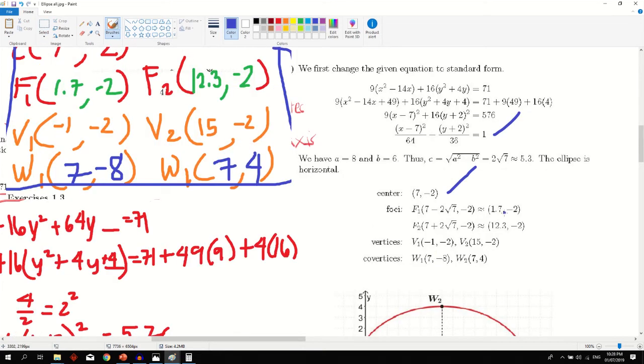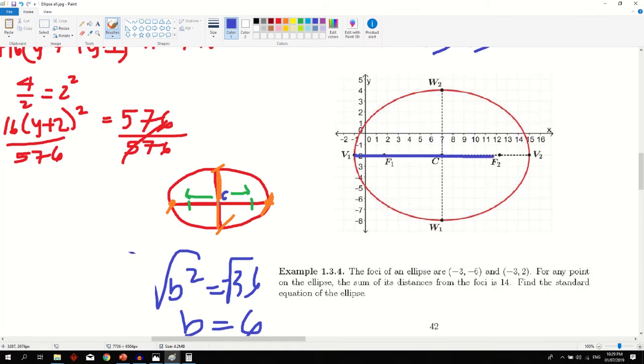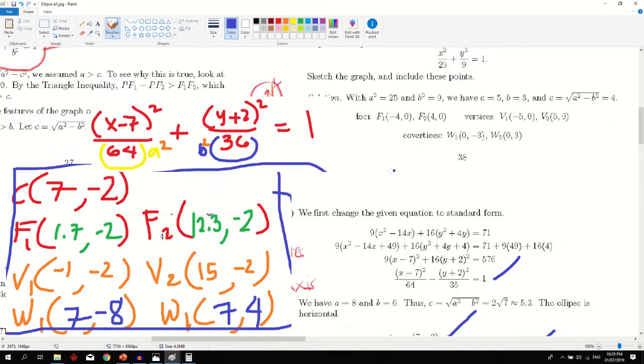Then 1.7, negative 2. Yes. Focus 2 is 12.3. Yes. And vertex 1 is negative 1, then 15, negative 2. Alright. Then we have 7, negative 8. Correct. 7, 4. Wow. So as you can see, the major axis, the vertices, the foci, the center, the co-vertices. It is so easy, right?